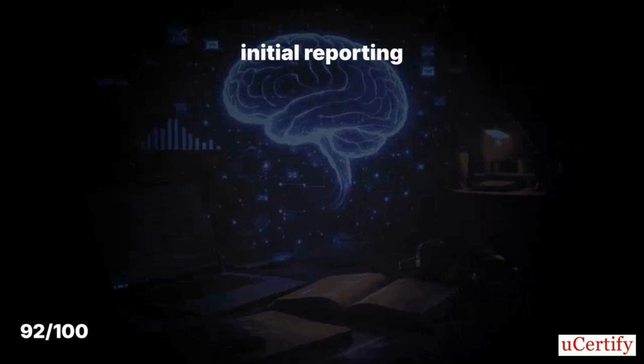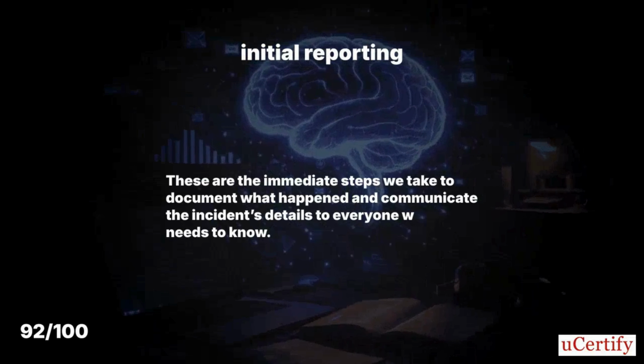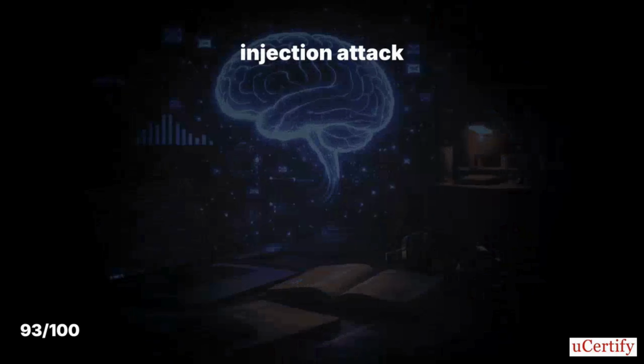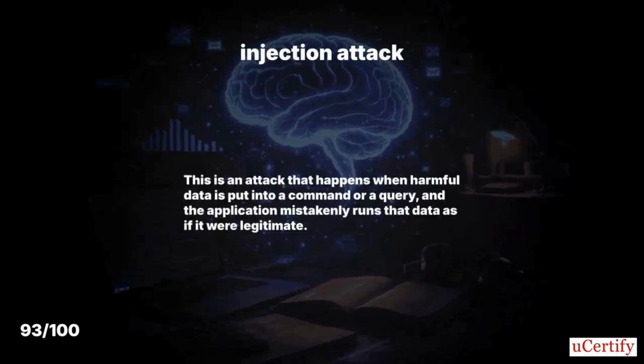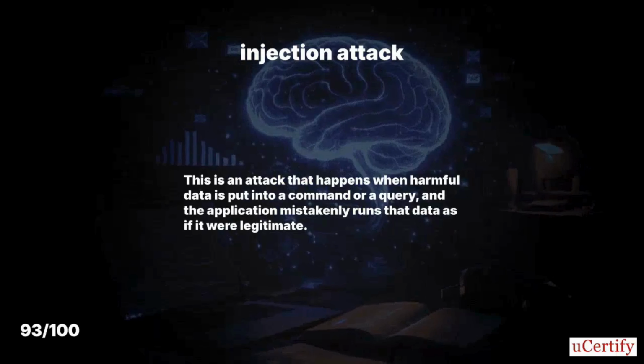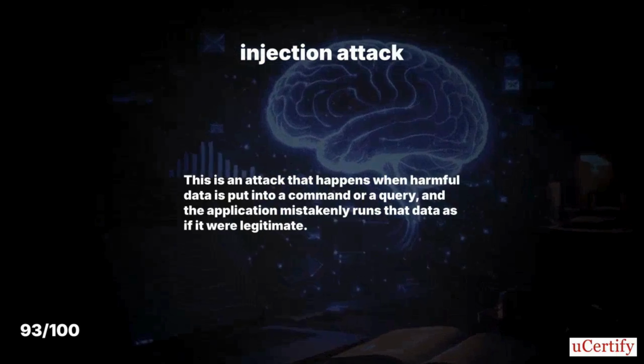Initial reporting. These are the immediate steps we take to document what happened and communicate the incident's details to everyone who needs to know. Injection attack. This is an attack that happens when harmful data is put into a command or a query, and the application mistakenly runs that data as if it were legitimate.